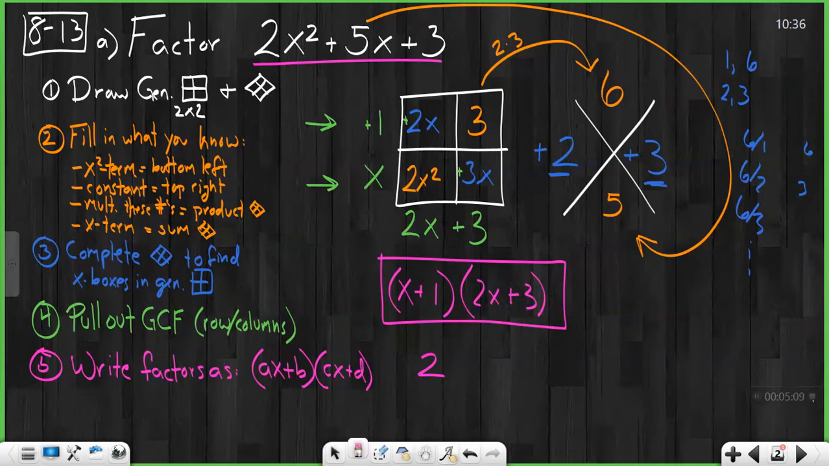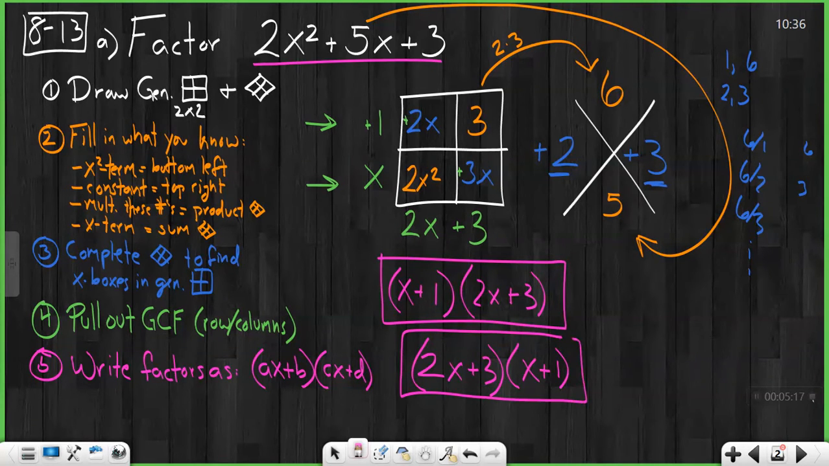It wouldn't matter if you wrote it in a different order. You could write 2x plus 3 times x plus 1. Multiplication is commutative, and so the order in which we write these groups doesn't matter. But inside the groups, you should write your x term first to keep it in order of degree.